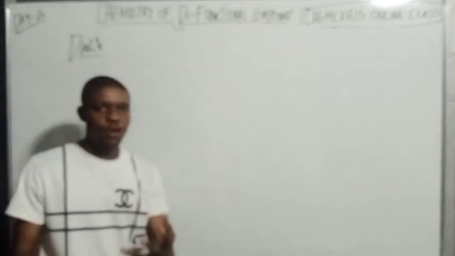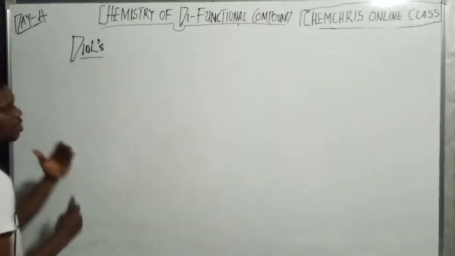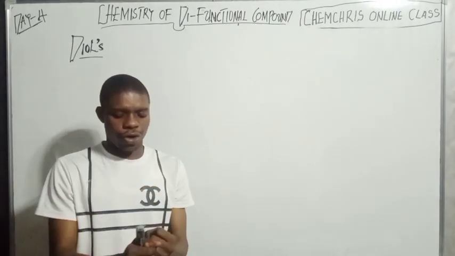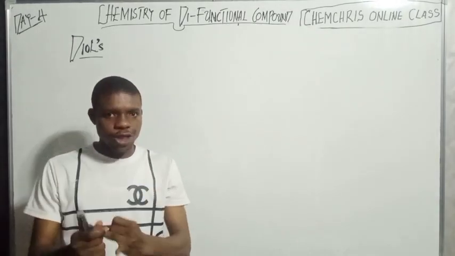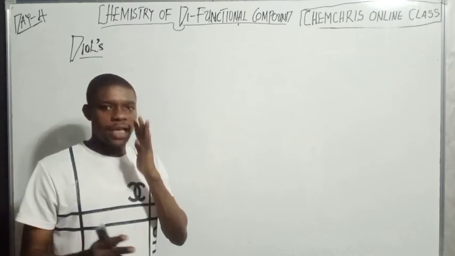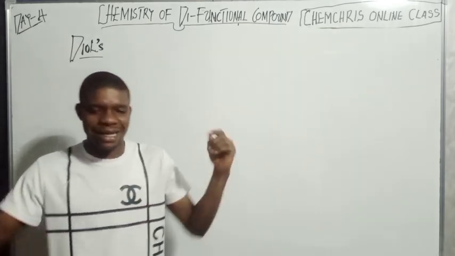In this Day 4, I want to look at the chemistry of difunctional compounds, and in particular what are called diols. I want to look at what diols are, the nomenclature of diols, then the two main types of diols, then how to prepare diols. These are the things you're going to look at in this video.